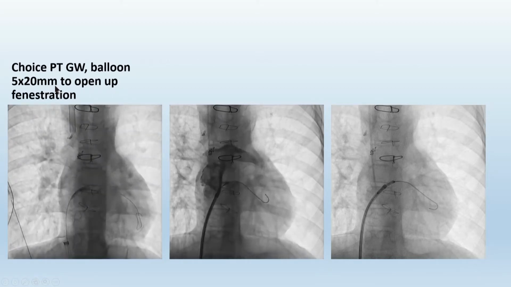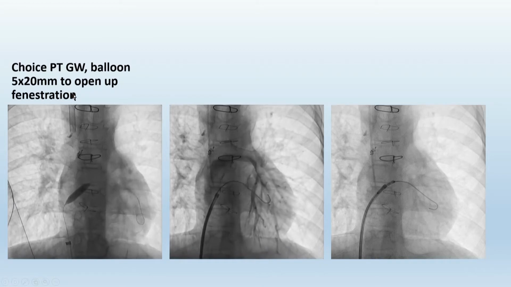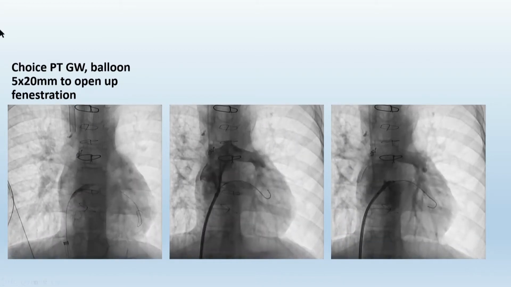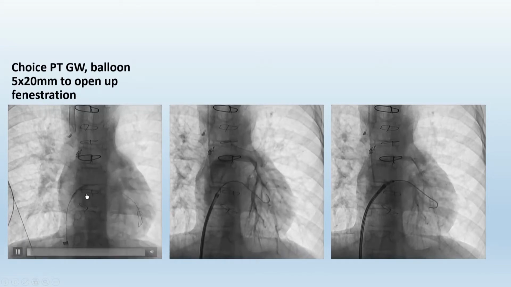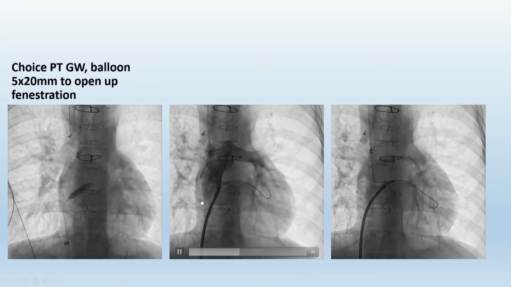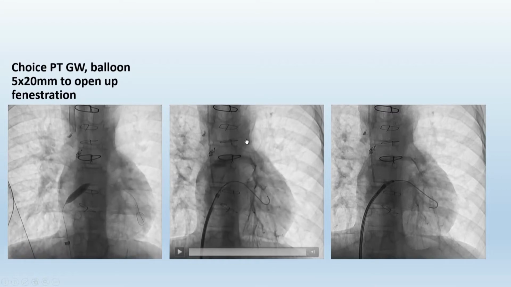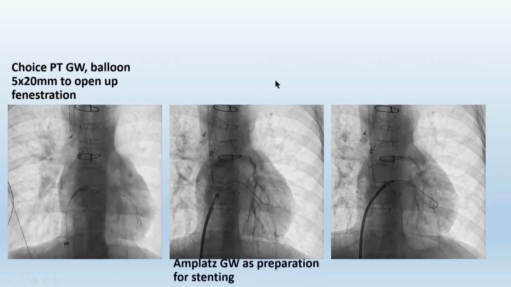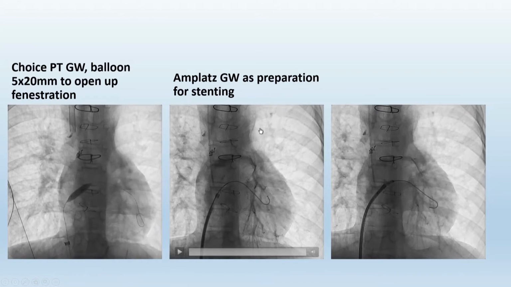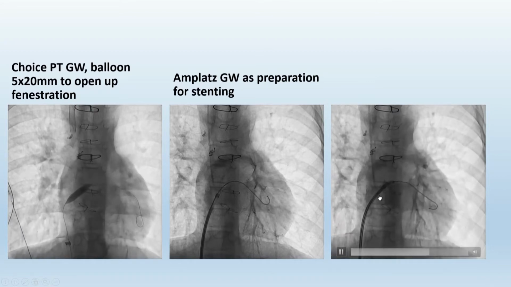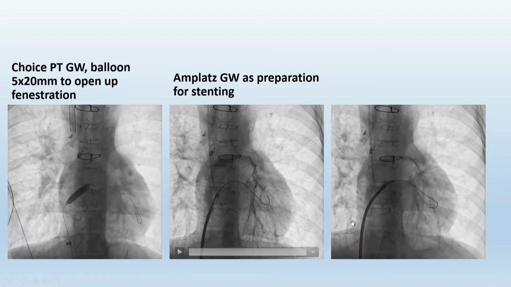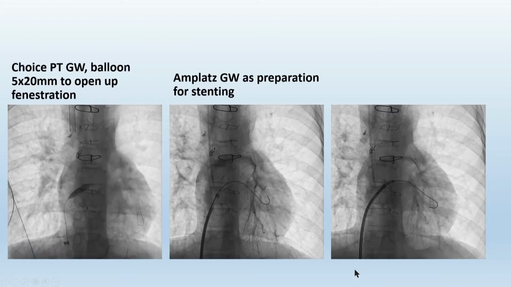We usually pre-balloon the fenestration to be able to advance the stent. So we used a 5 millimeter balloon to open up the fenestration to help us advance the stent. Then later we changed the guide wire into a stiff guide wire in preparation for the stenting procedure. The stent was delivered and parked at the mouth of the sheath.